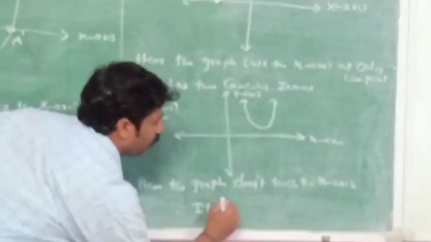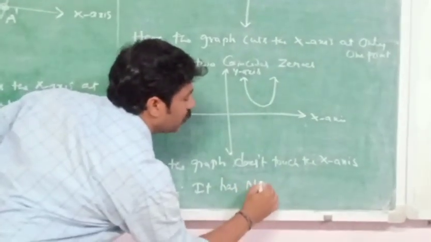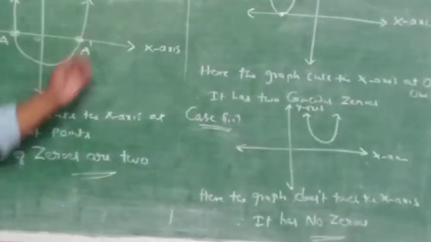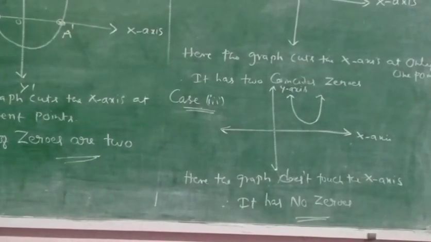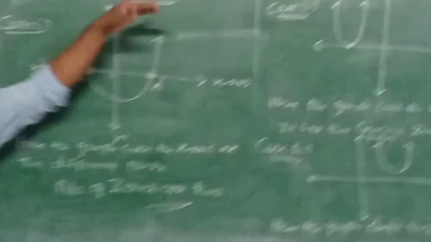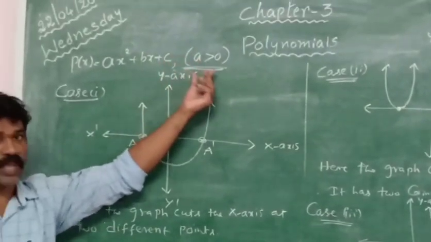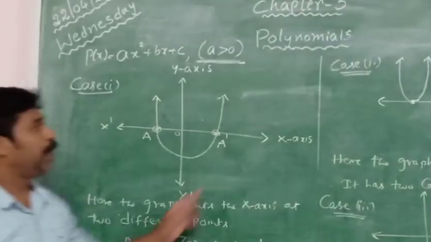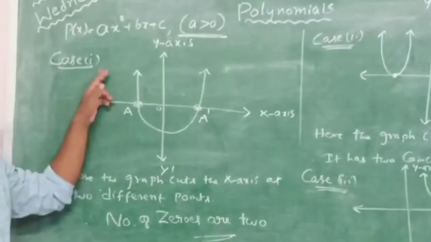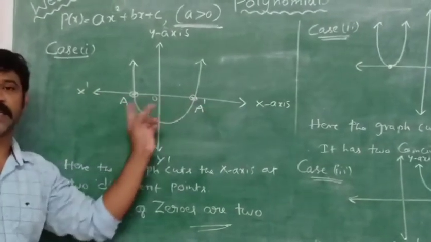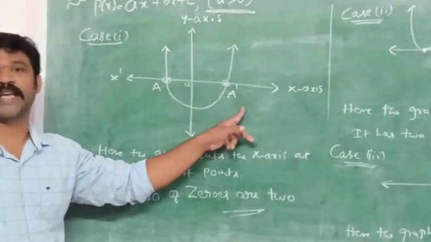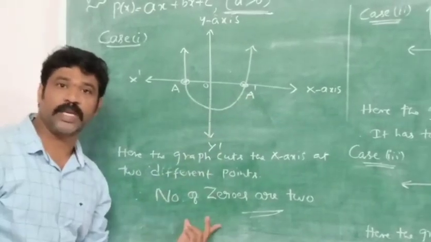Therefore, we can conclude that it has no zeros. So, if ax square plus bx plus c is a quadratic polynomial, and if a is greater than 0, then we have 3 possibilities of getting the graph. In the first possibility, the graph may touch the x-axis at 2 different points. So if it touches the x-axis at 2 different points, then we will get 2 zeros.